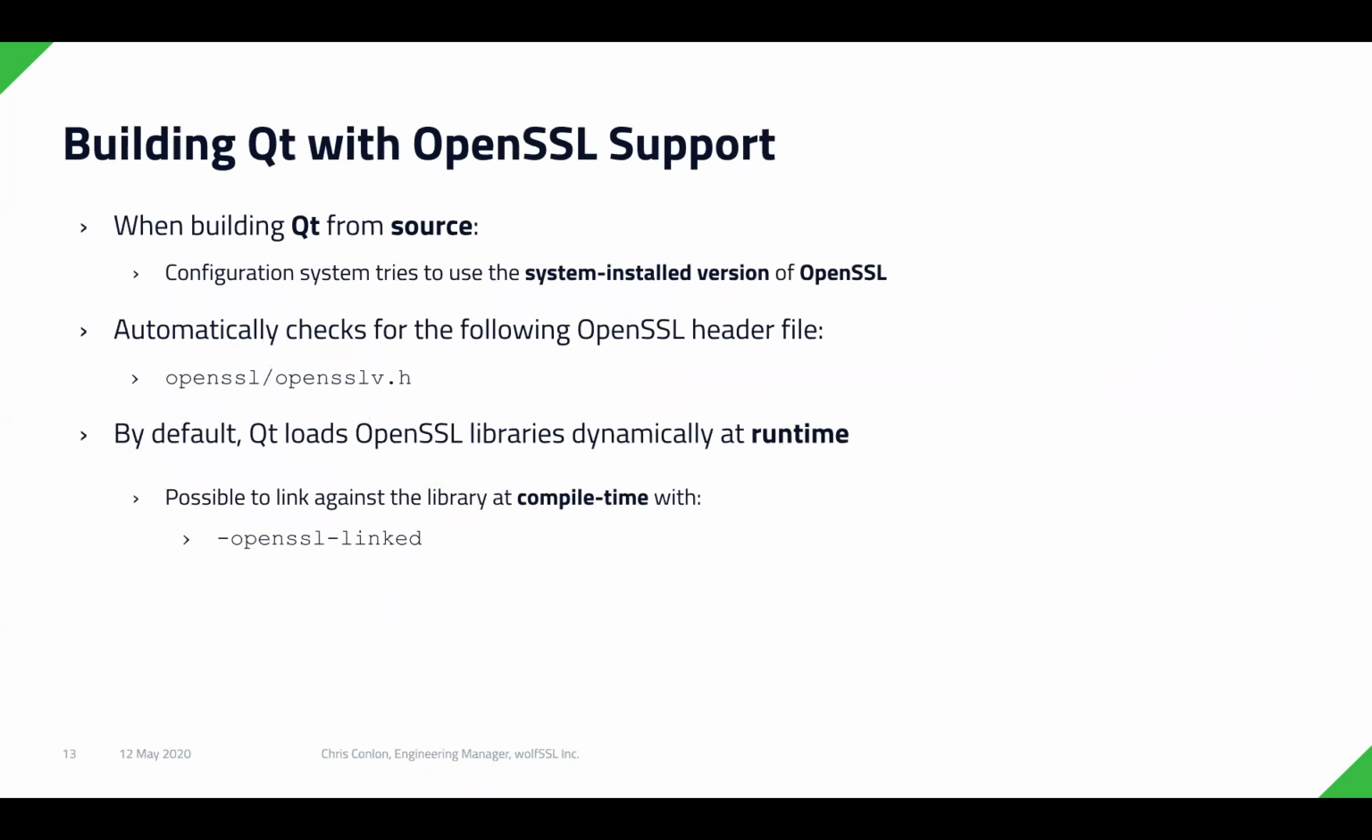And then if we look, how do you compile Qt today with OpenSSL support? So when you're building Qt from source, the configuration system will automatically try to use the version of OpenSSL you have installed in your system. That might be something you've gotten from something like apt-get on Debian or Ubuntu, for example. So the configure script automatically will check for the openssl/opensslv.h header file, and it will load the OpenSSL libraries dynamically at runtime by default. You can link against those libraries at compile time using the -openssl-linked option.